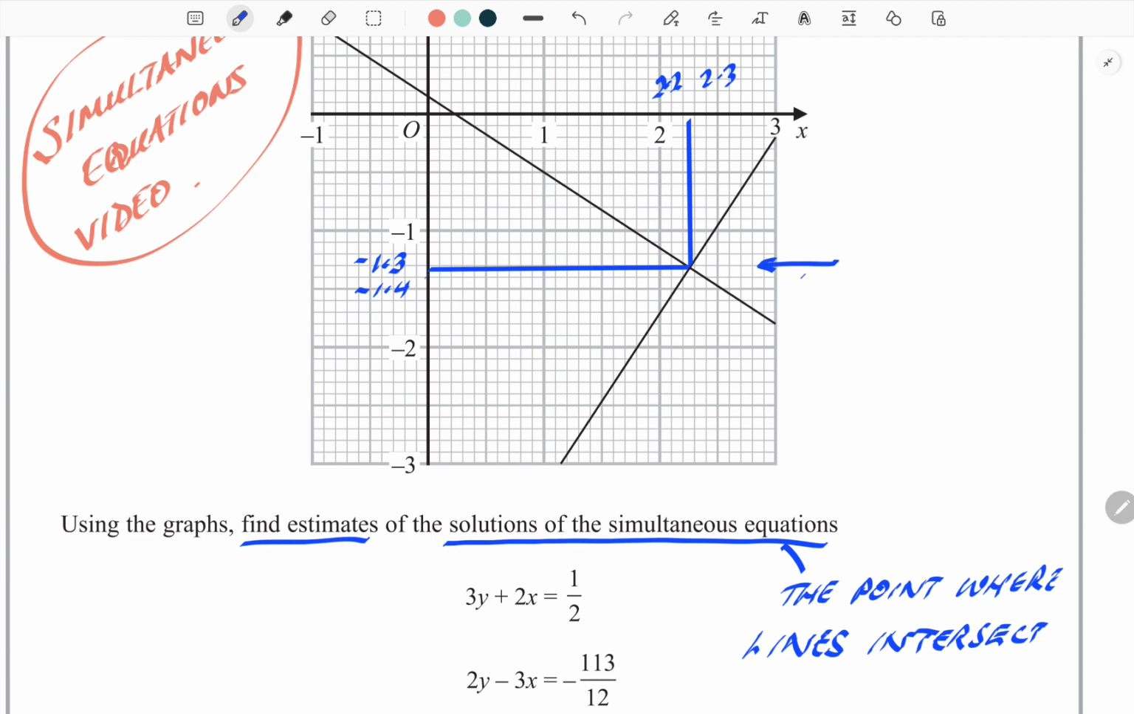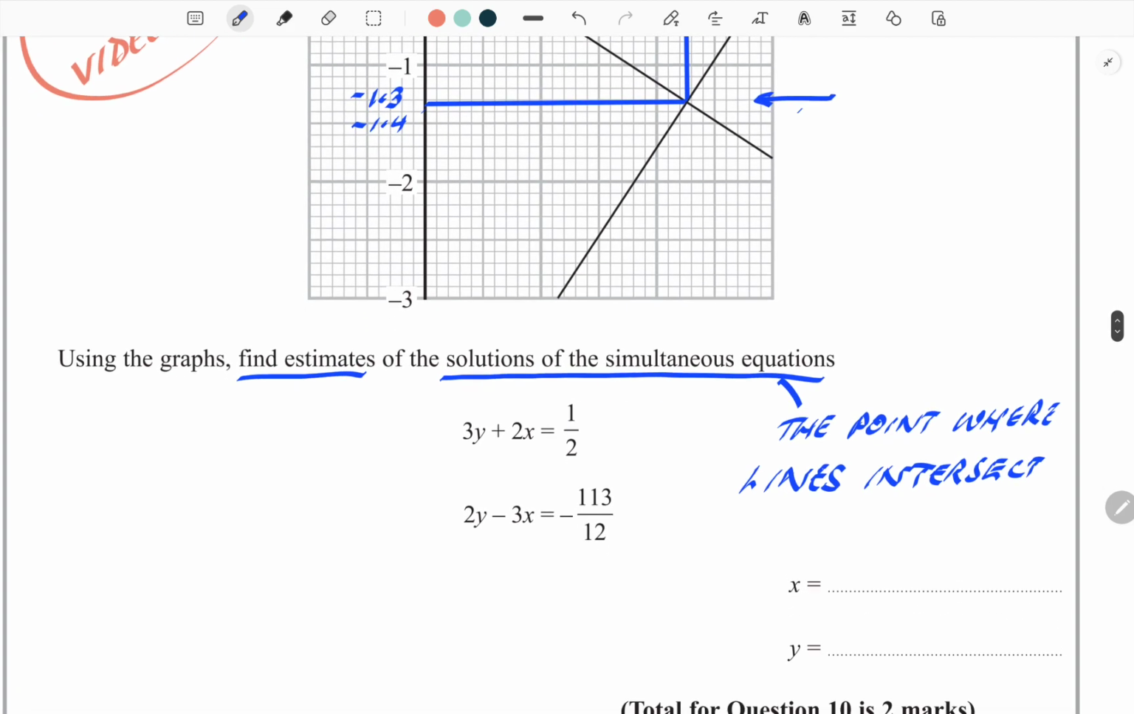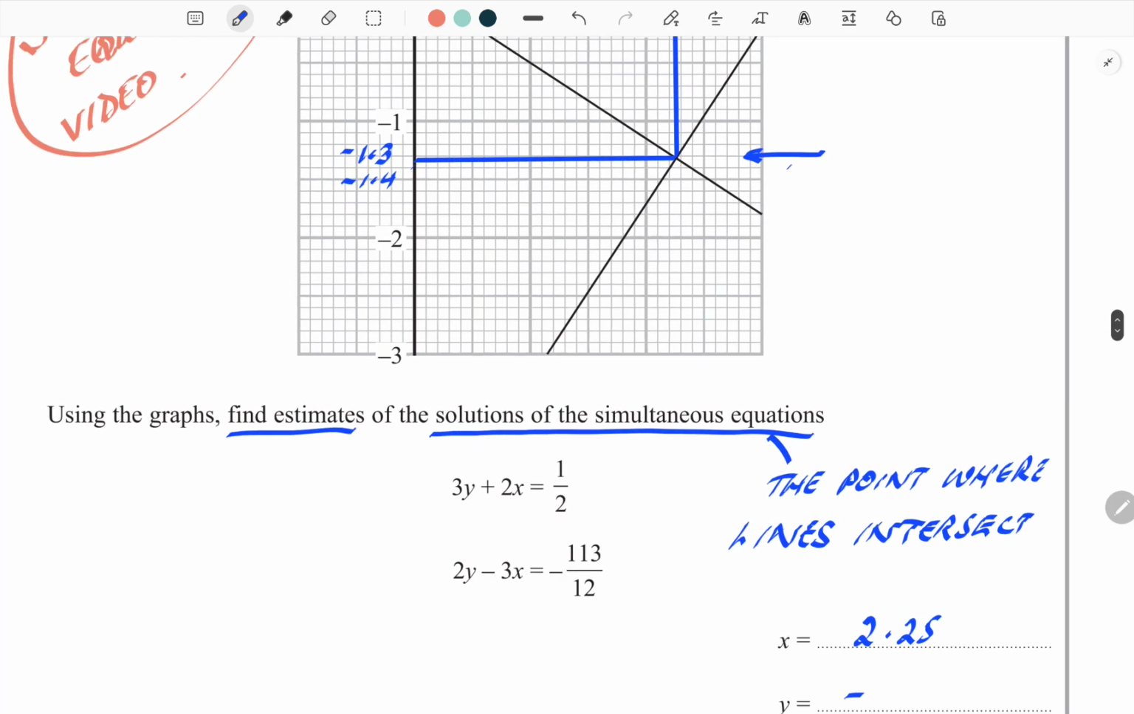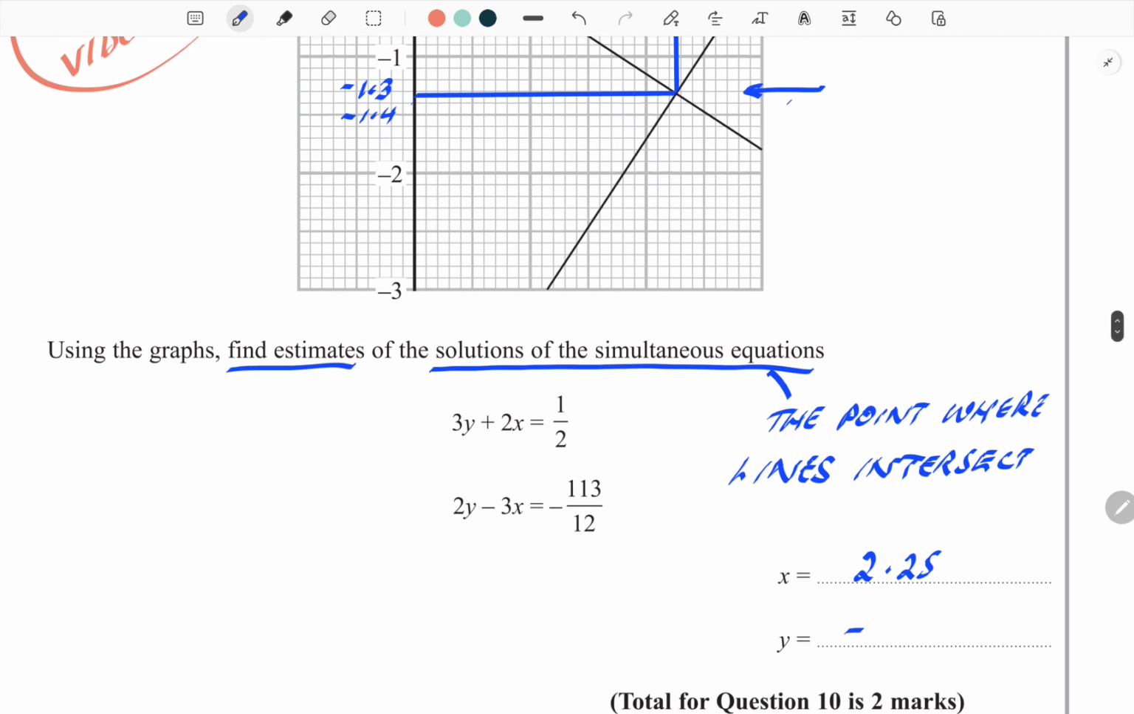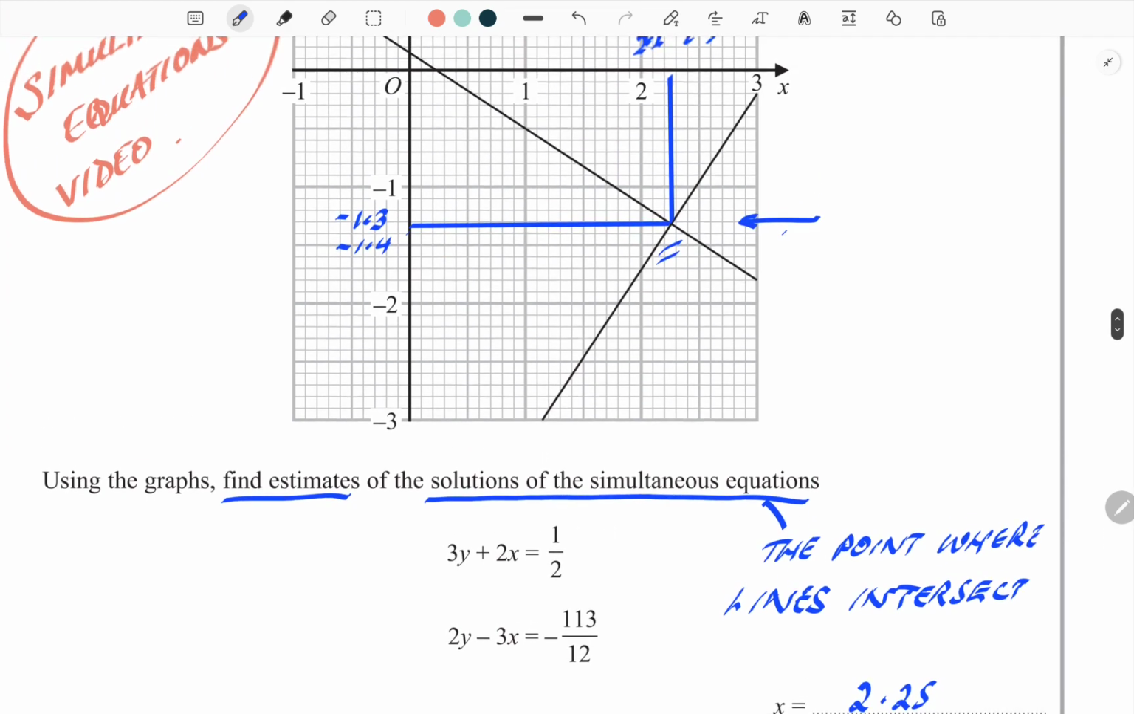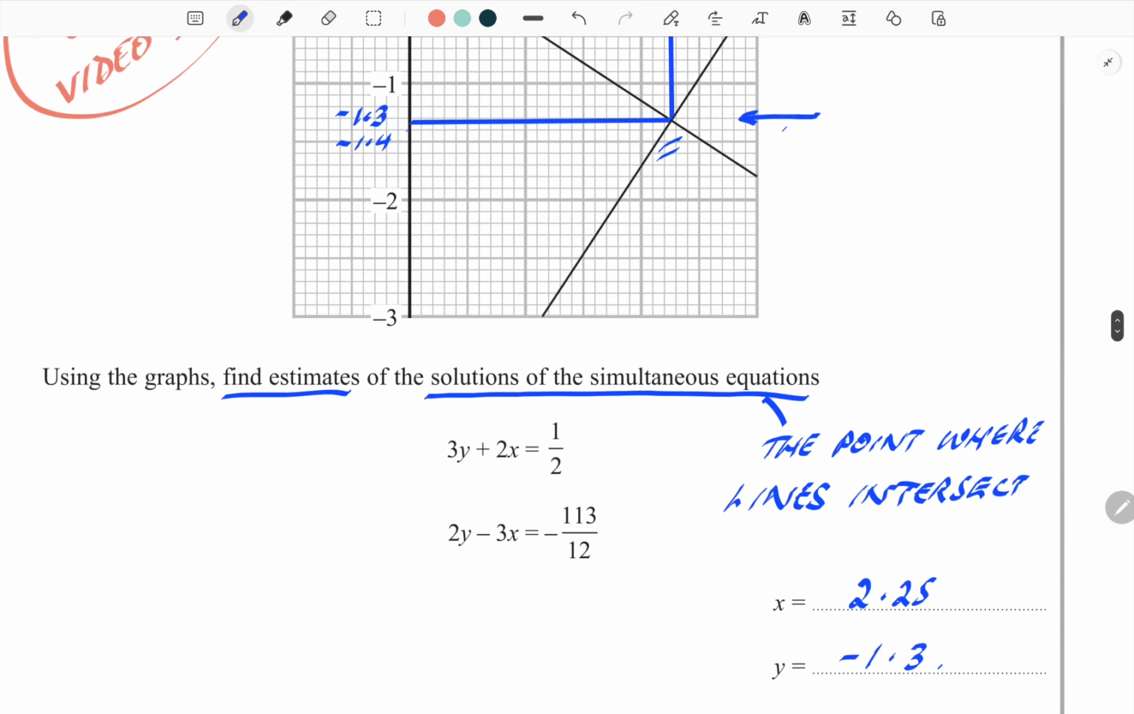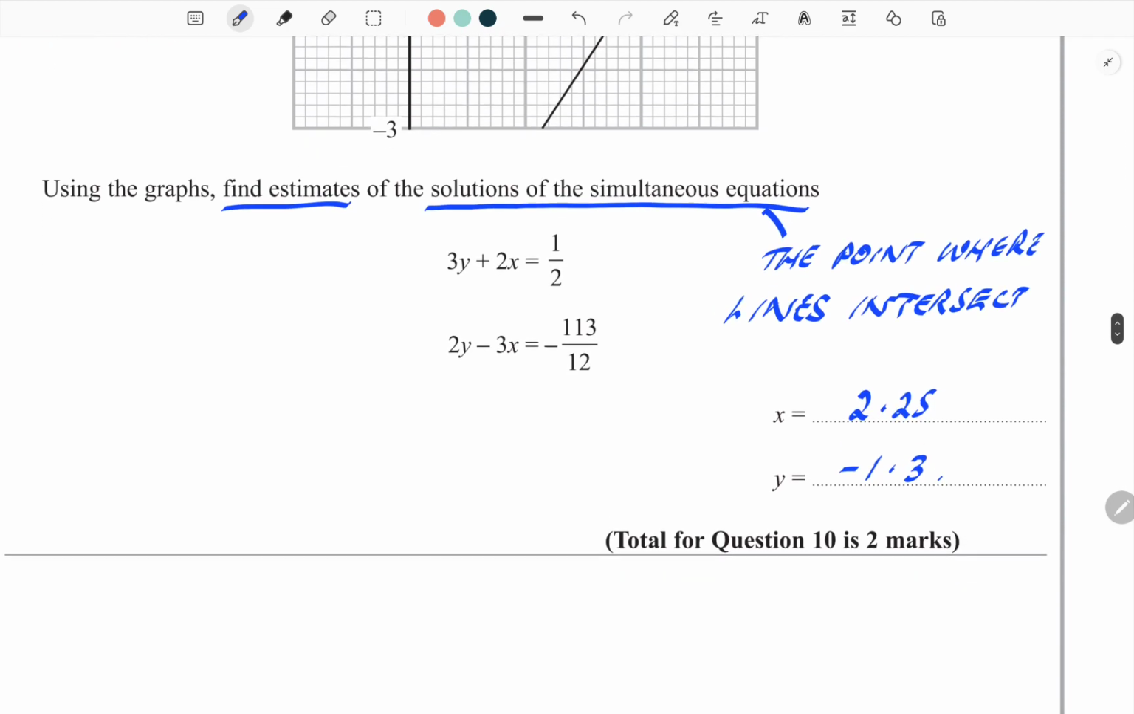So I suspect if you were to put in 2.25, let's try that, and minus 1.35, or even 1.3, it seems closer to 1.3, I suppose. So minus 1.3, that is a sufficient level of accuracy. Yeah, I think that's perfectly sufficient.